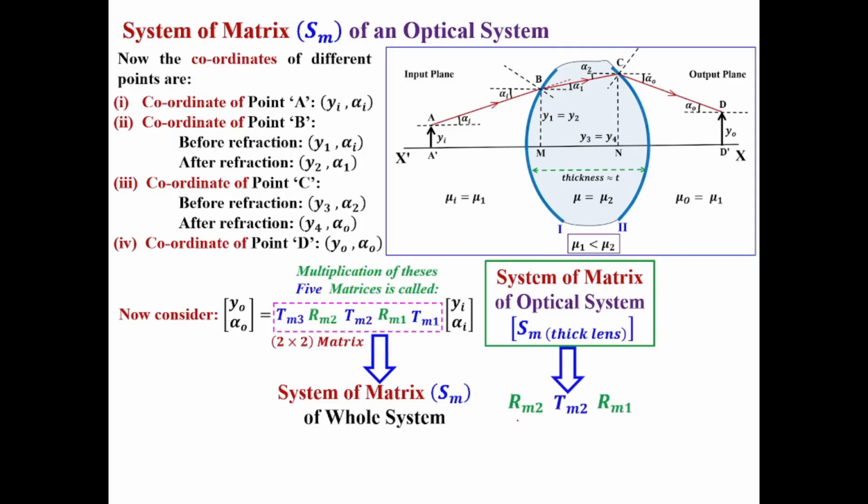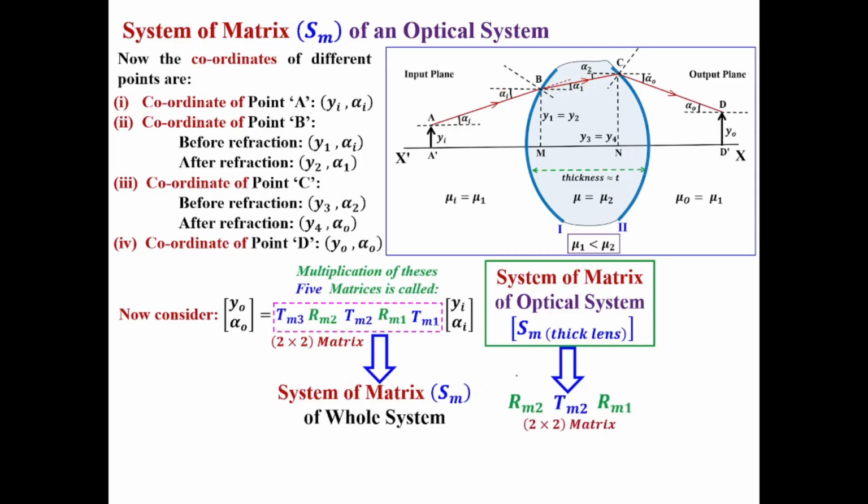It will be the multiplication of these three matrices. Why? Inside this optical system we find one refraction at point B, one translation from B to C, and again one refraction at C. Here A to B and C to D are the two translations that happen outside of this optical system. Hence the system matrix of this optical system, SM of thick lens, is the multiplication of these three matrices: RM2, TM2, RM1. So this is the system matrix of this optical system.